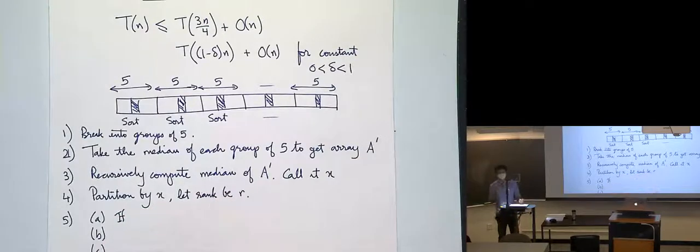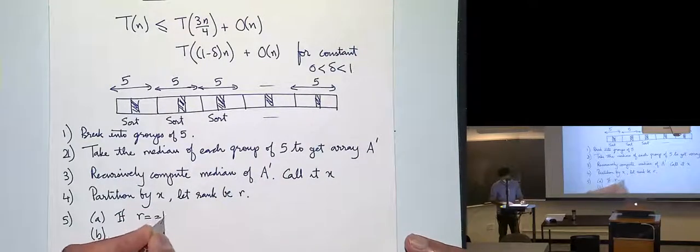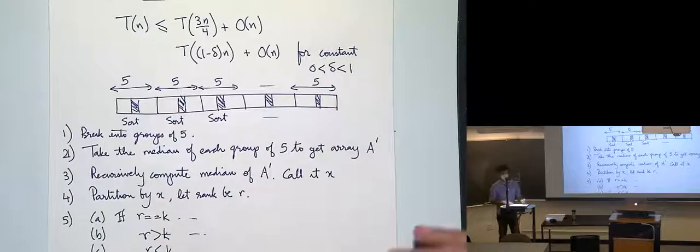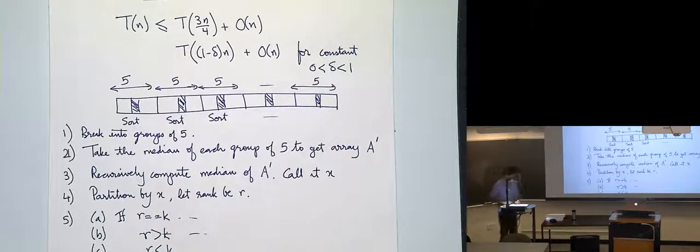The rank is like the index in the sorted order, and if R is equal to K, if R is greater than K, if R is less than K, you do whatever has to be done, right? There's some recursive call that's made here. So then you just output select of A less than X of K, otherwise you output select A greater than or equal to X of K minus R.